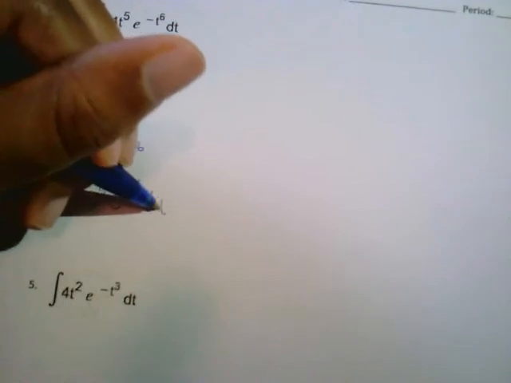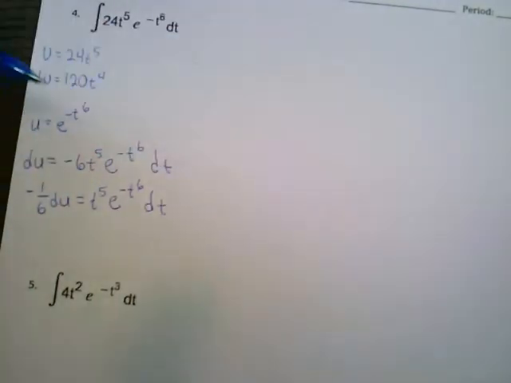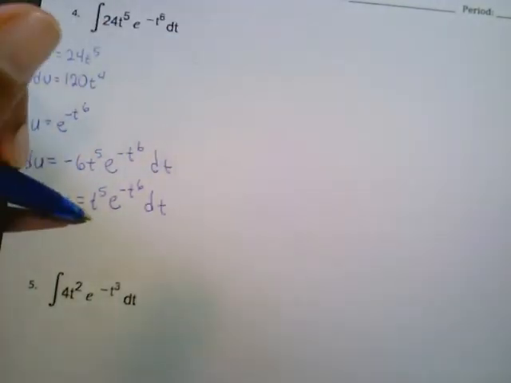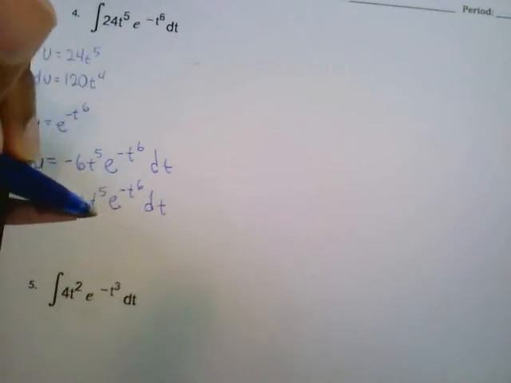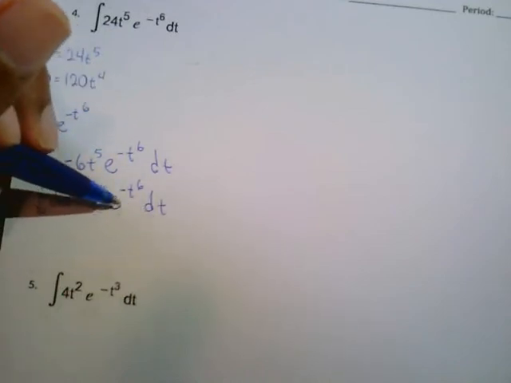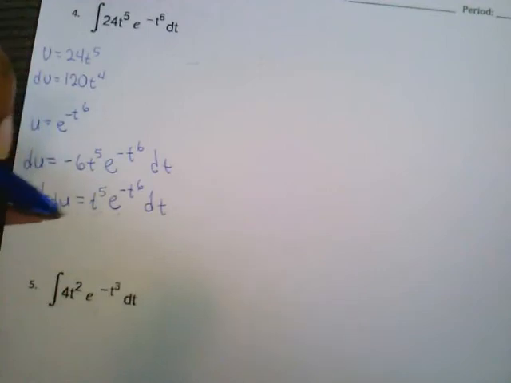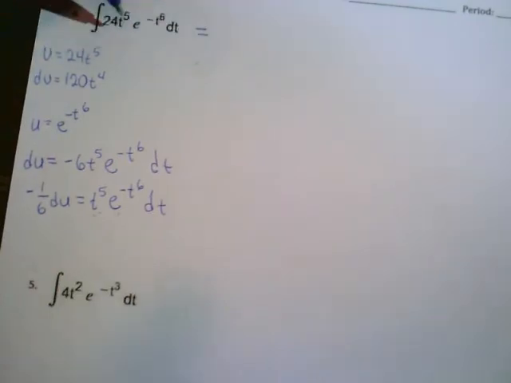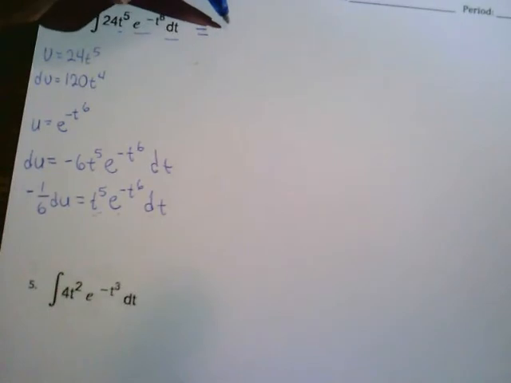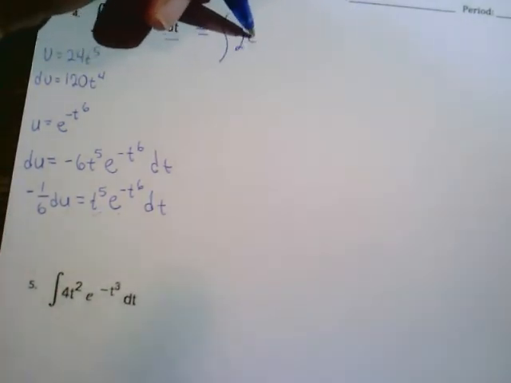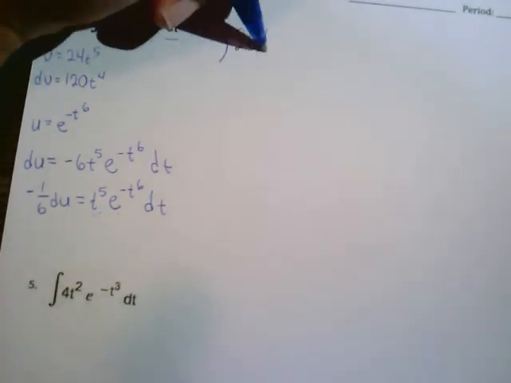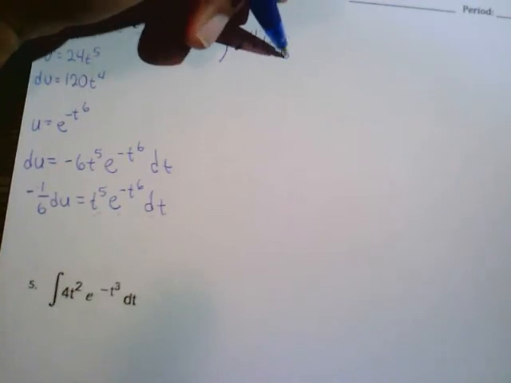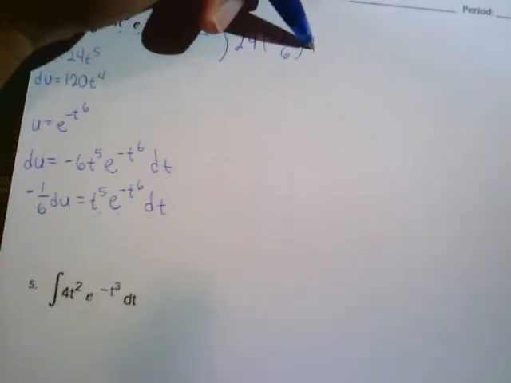Oh, and we're missing the dt. So dt. So all of this expression, t to the fifth power e to the negative t to the sixth, dt will all be substituted for negative 1 over 6 du. So here we'll substitute now this expression, and the dt. So we'll have 24 times negative 1 over 6 du.